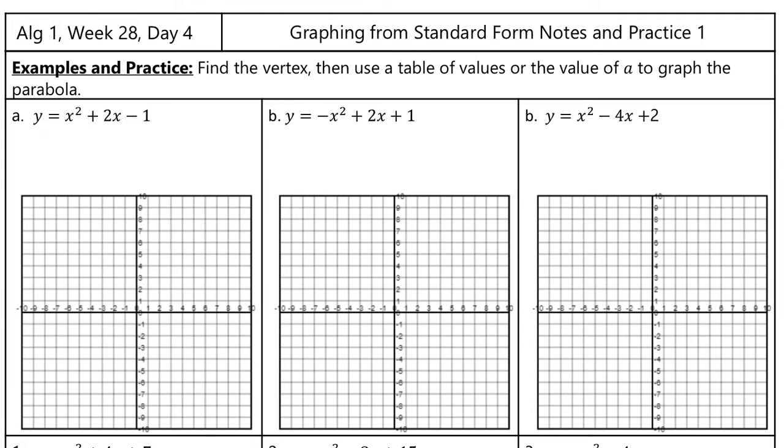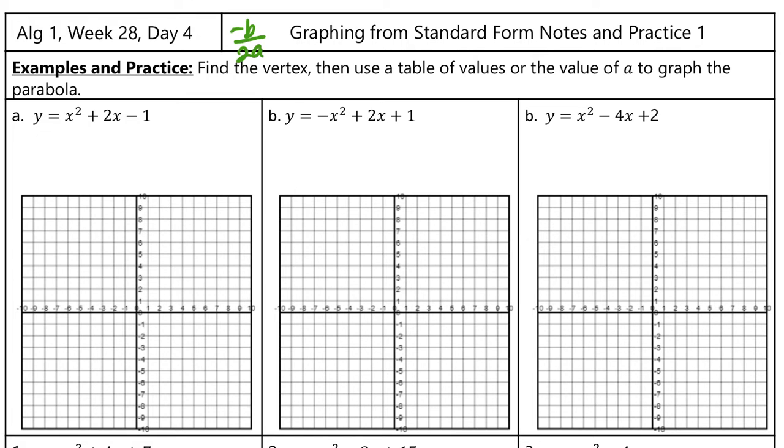But we can still label A, B, and C, and we would do that to get the vertex, because it's hidden away from us, unlike in vertex form. And all we have to do is remember this formula, negative b over 2a. If we figure that out, that's going to be the x value of our vertex. Then we do have to plug that back in so that we can get the y value.